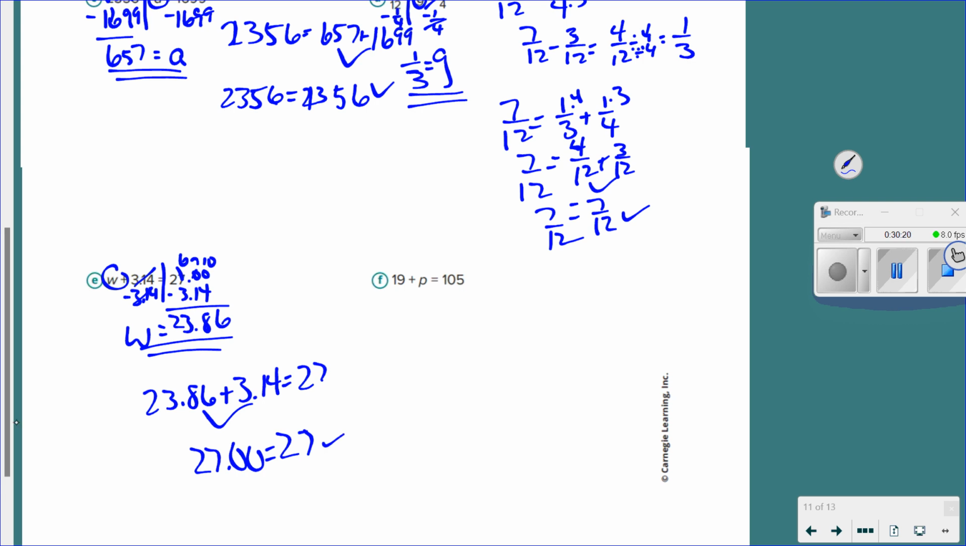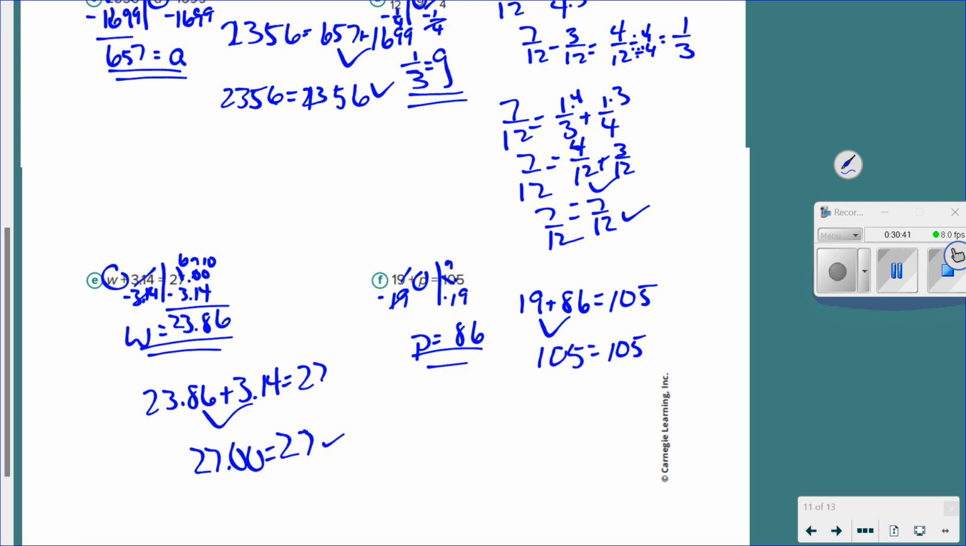Instead of adding 19 and subtracting 19, those go away. So I have P. 10 gives me a 9, so that's 6. 86 equals 86. 19 plus 86 equals 105. Add these two together. 15, 9, 10. 105 equals 105. Check. Guys, you see how easy this should become if you will follow the process. Circle your variable. Draw the line. The rest of it's easy.